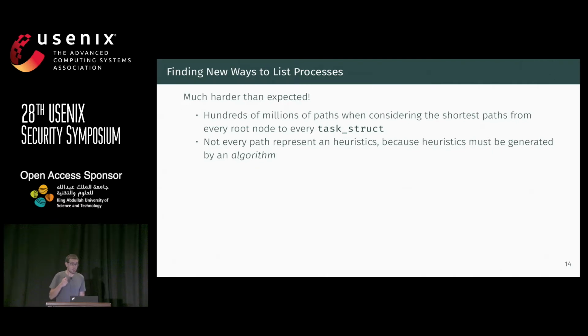And finally, we also used our framework to try to find new ways to list processes. Actually, this was a problem which was much harder than expected, because, first of all, only when we started considering the shortest path from every root node to every task struct, we already found hundreds of millions of paths. So we ran pretty soon into a path explosion problem. And the second problem is that not every path inside our graph represents a heuristic, because heuristics must be generated by an algorithm.